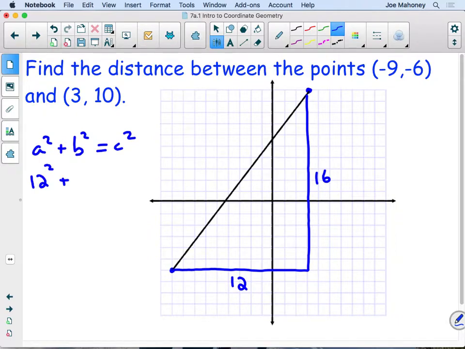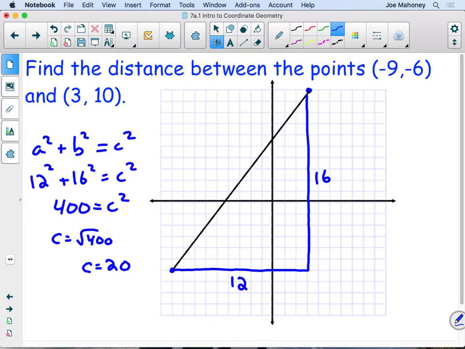So let's say a is 12, b is 16. When I do 12 squared and 16 squared and sum them, I get 400. And then I take the square root of 400, and I get that that length is 20. So this has a distance of 20 units. And the units are whatever size the squares are on our grid. This way, everybody's consistent. So the Pythagorean theorem is our friend.